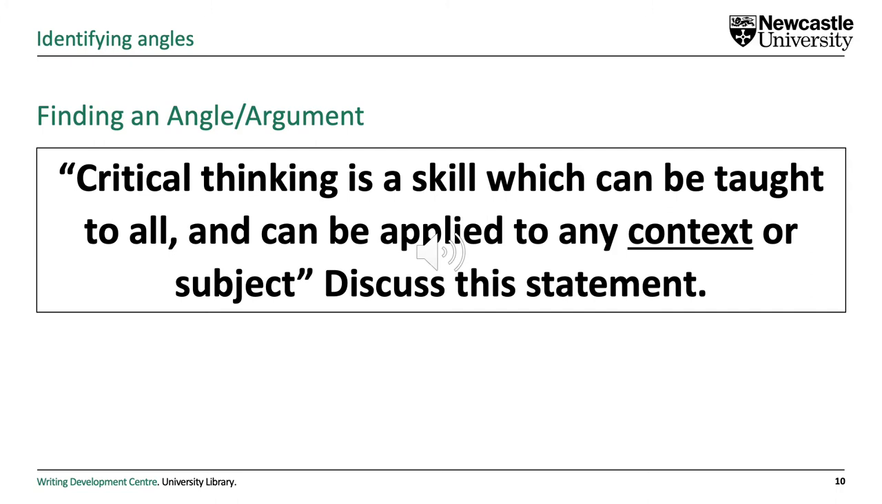And we can underline context. And lastly, we can underline subject. So we can underline context and subject in turn to see what possible angles and approaches that uncovers. And in doing so, we can start to see angles like, no, not any context, it depends, or no, not any subject, some aspects of critical thinking aren't universally applicable. Or perhaps it is relevant in all university subjects, but not outside university in other contexts.